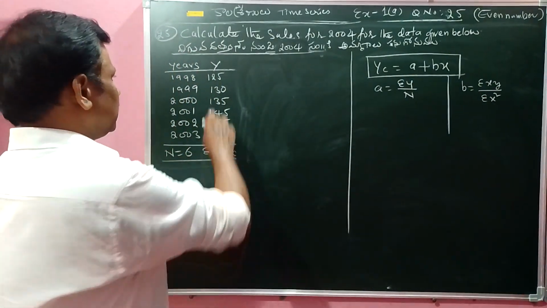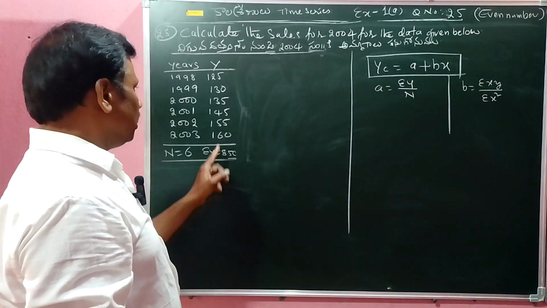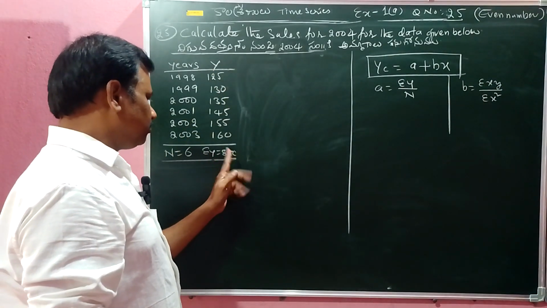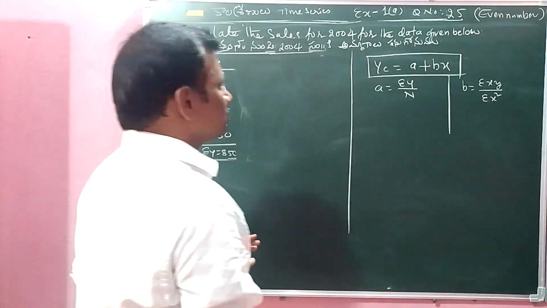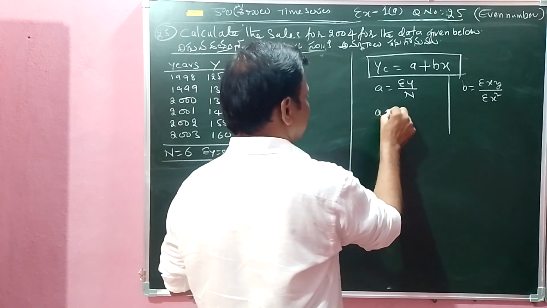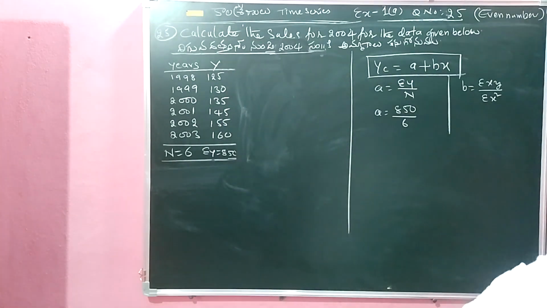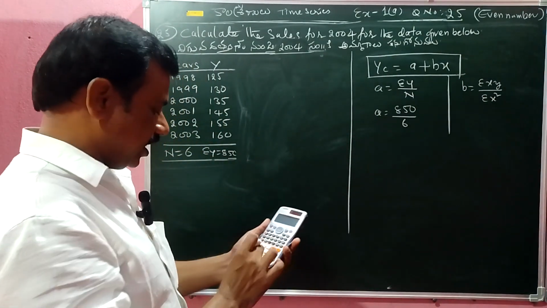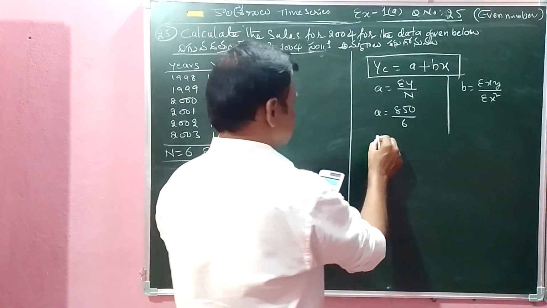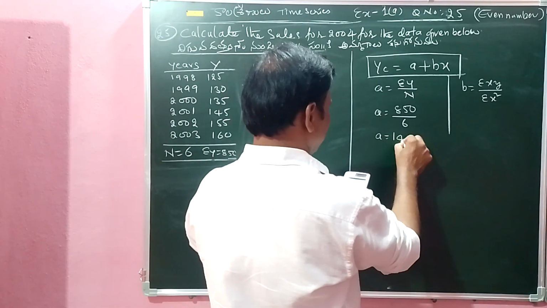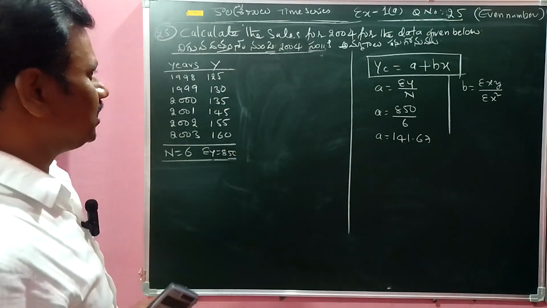So first calculate sigma y. Sigma y value is the total of y, that is 850. Here n equal to 6. So now I am calculating A value. A equal to 850 divided by 6, so A equal to 141.67.